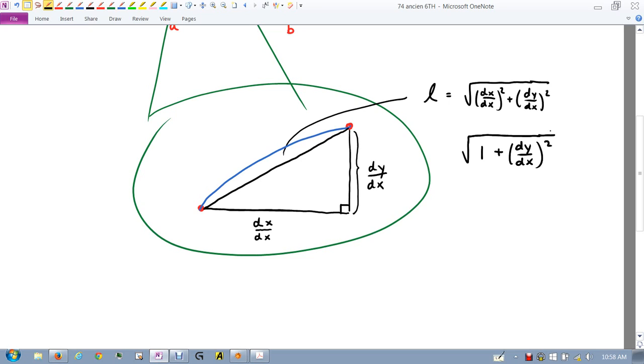What's dy/dx? Isn't that just y prime? Yes. So if this curve is given by some function y equals f of x, then the length of this little blue piece is going to be the square root of 1 plus the derivative of y squared. Will be this length. And we want to add them up forever. So if we want to add them up forever, we need an integral.